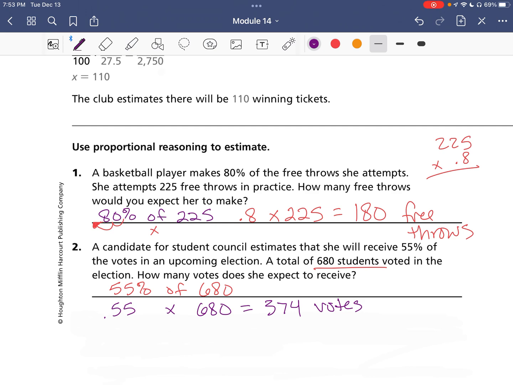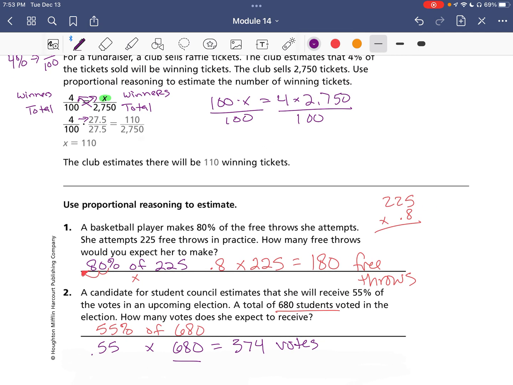So with this, don't forget your decimal. You're going to multiply that total amount. You can also use your cross product. So either one of these works, whichever one makes more sense for you. But having that percent of your total, you're just going to be multiplying. Don't forget to change your percent to a decimal.